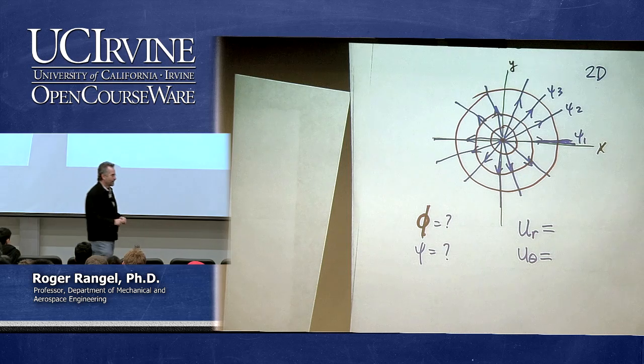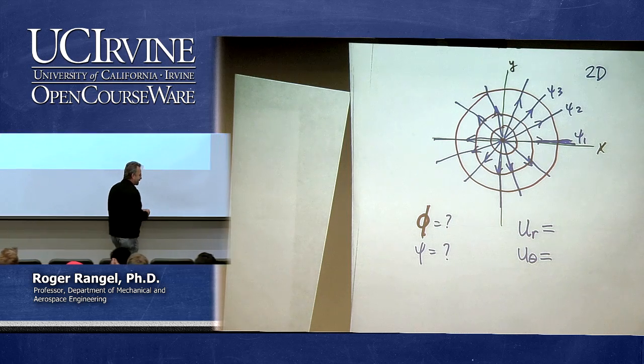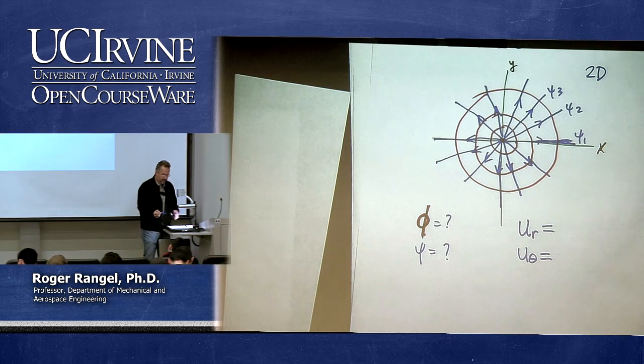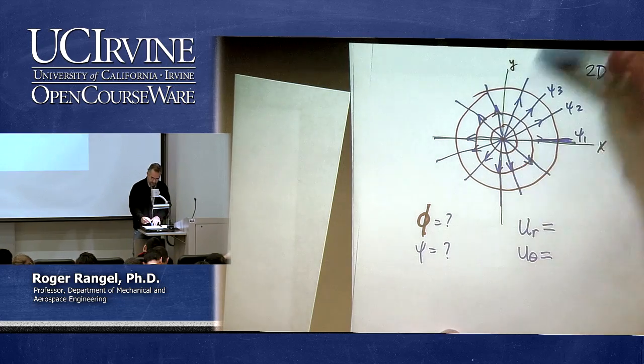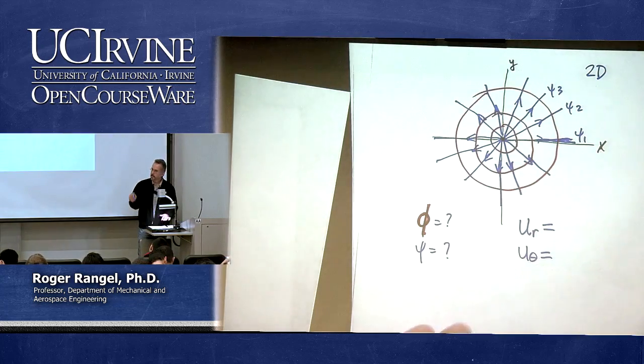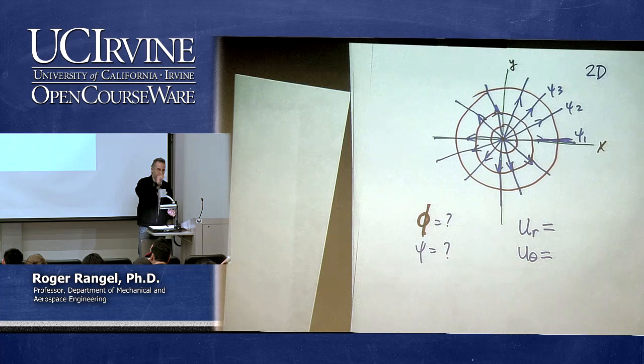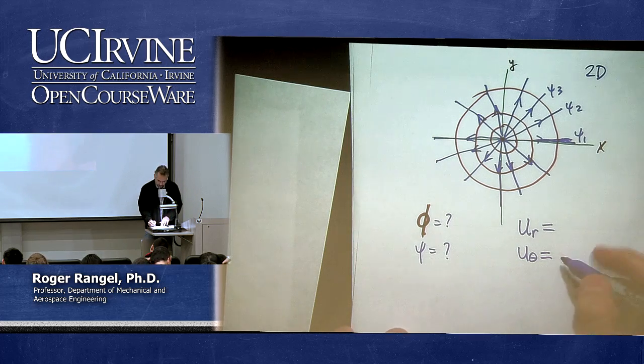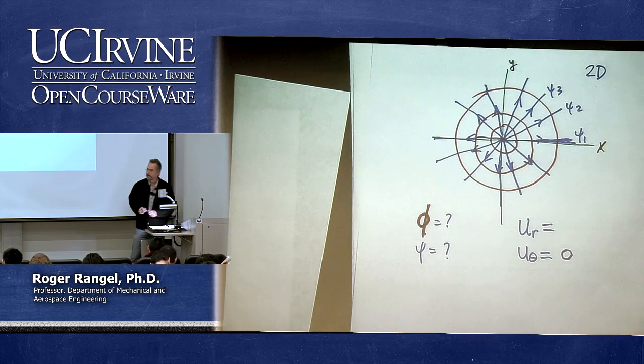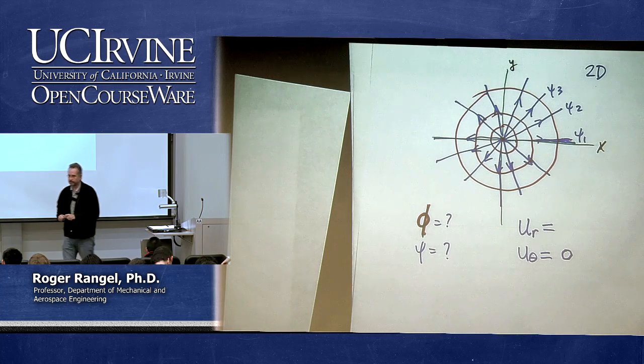0. Where's the flow going? It's all going radially out. So yes, it is a constant. The constant is 0. It's all radially out. There is no flow going in the theta direction. I was hoping that one would be obvious. There is no U sub theta.